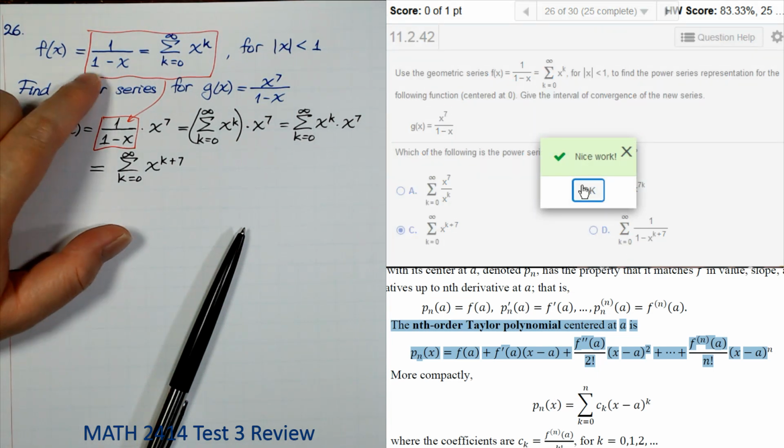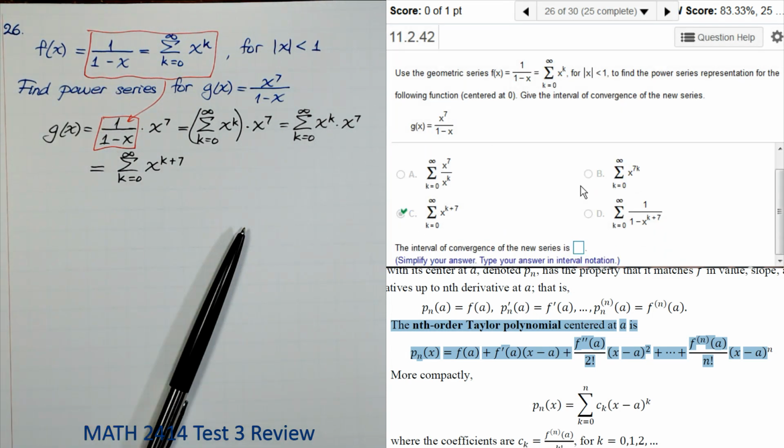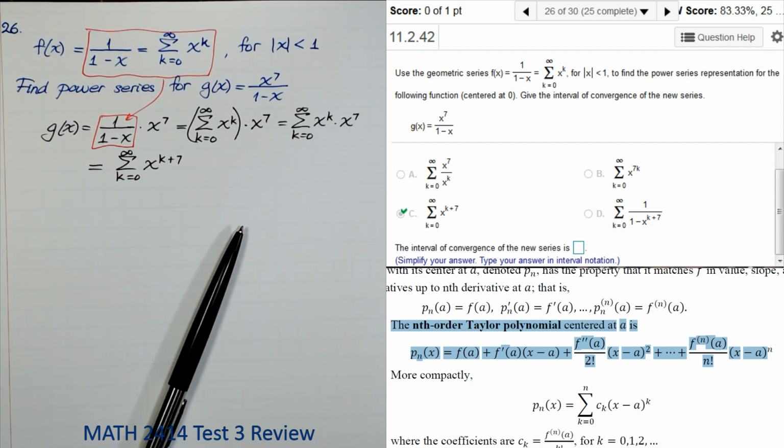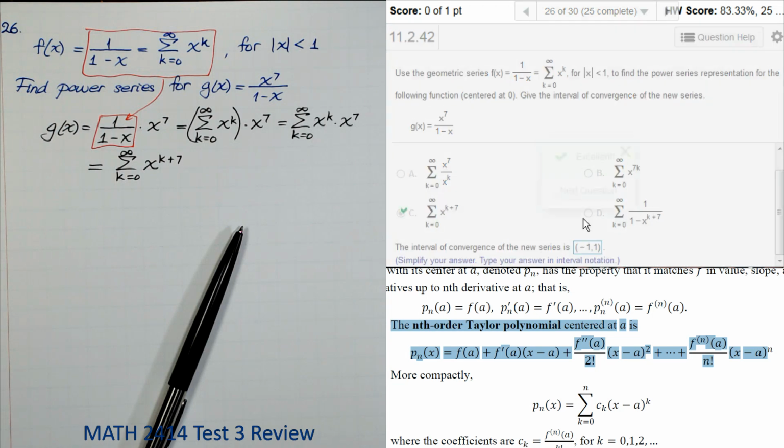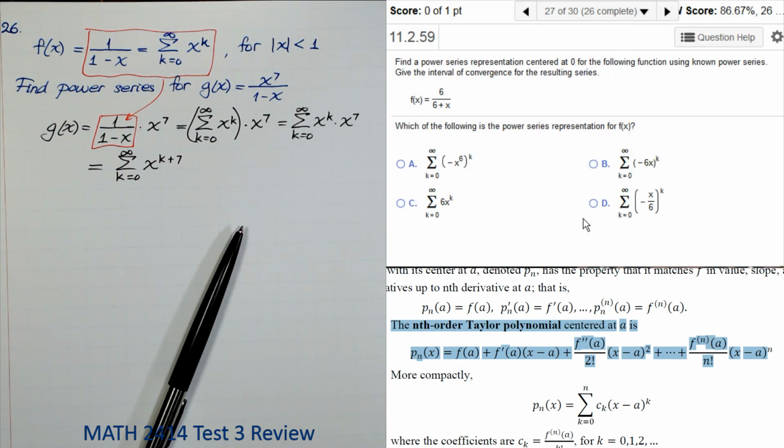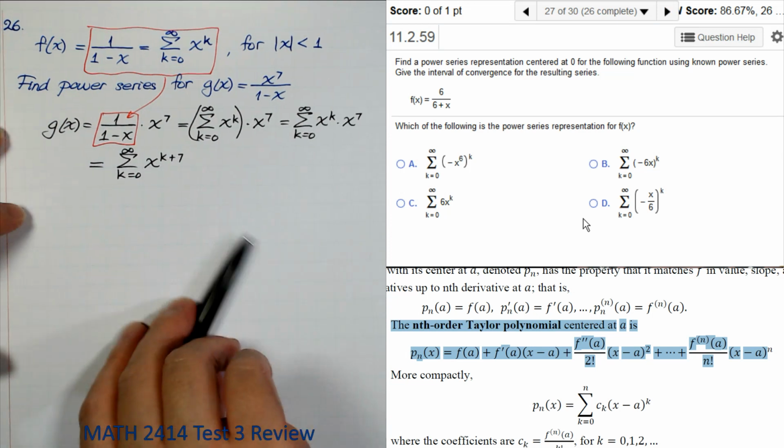So we try to visualize the power series as much as possible. Right, the interval of convergence. We take advantage of that. Whatever the interval of convergence of f of x is also the interval of convergence of g of x. So it is absolute value of x less than 1. So we will say between -1 and 1. Right. 26.